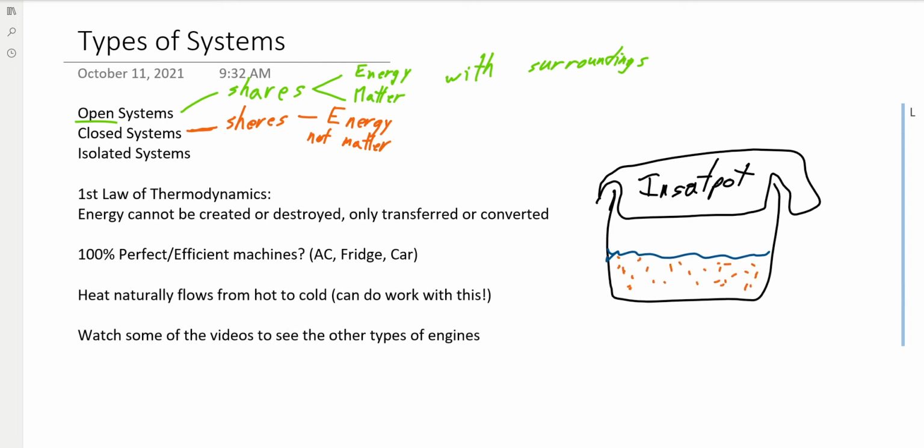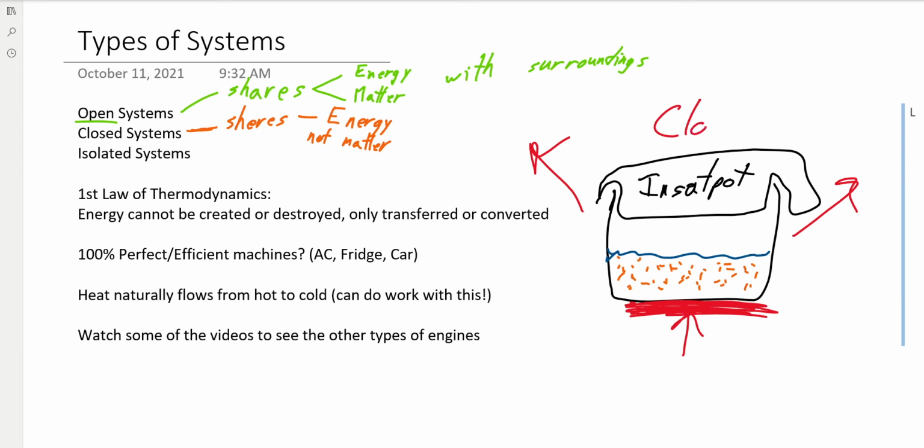It's not sharing the rice, and it's not sharing the water with the environment. Nothing leaves in here. However, it is sharing energy, right? It's on a hot plate, or it's on the stove top, right? So it is sharing energy. It's getting energy, but it's also losing energy, right? It's losing energy out here, it's losing energy here, and it's gaining energy there. All right, so this is sharing. This is a closed system.